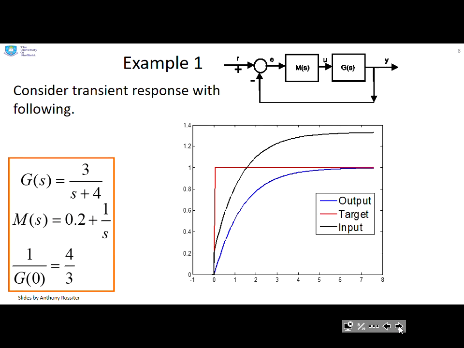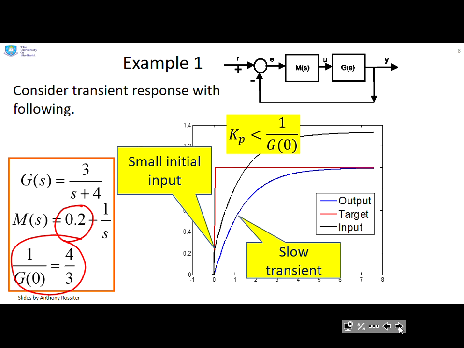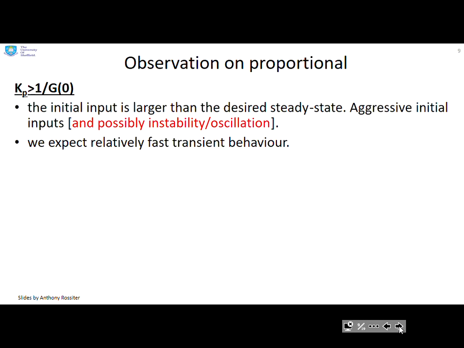Look at the second example then. Now G of 0 is the same, it's 4 over 3, but this time Kp is 0.2. So here, Kp is much less than 1 over G of 0, and you can see I have a small initial input and a slow transient. So what's our observation?